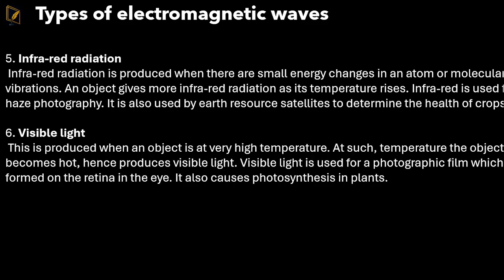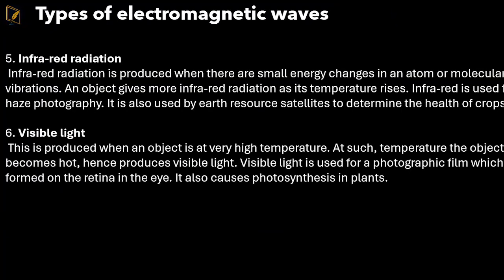Then last we have visible light, which is produced when an object is at very high temperatures. So it's another example of a thermoradiation. At such temperatures, the objects become very hot and produce visible light. Visible light is used for photographic film, is formed on the retina in the eye, and can also be used in the camera, as the eye and the camera work just the same. It also causes photosynthesis in plants. So that's a brief detail of each type of wave in the electromagnetic spectrum.